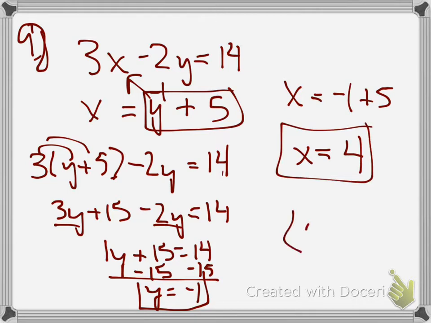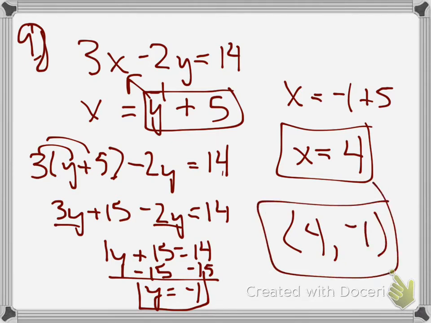So basically, don't forget, my answer is 4, negative 1. Got to make sure you keep them together. X first, y second. Alright, final problem.